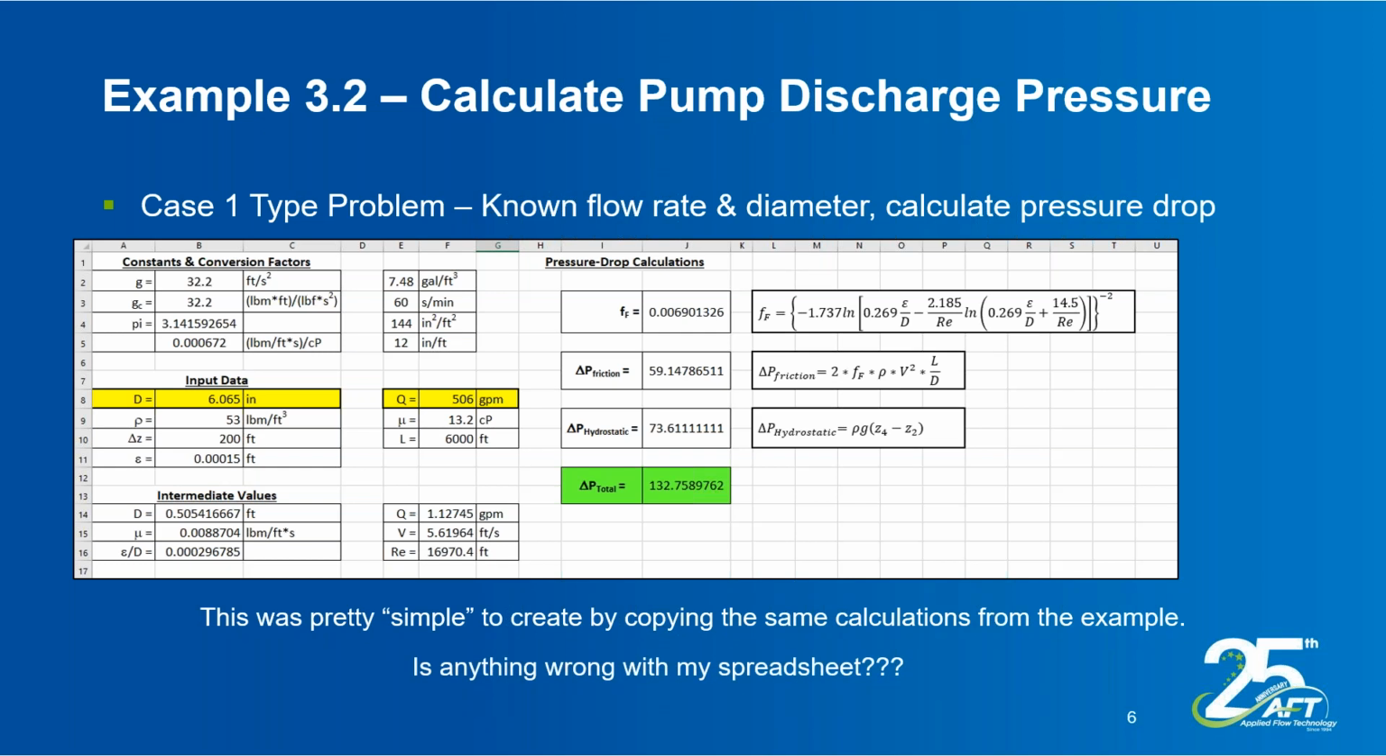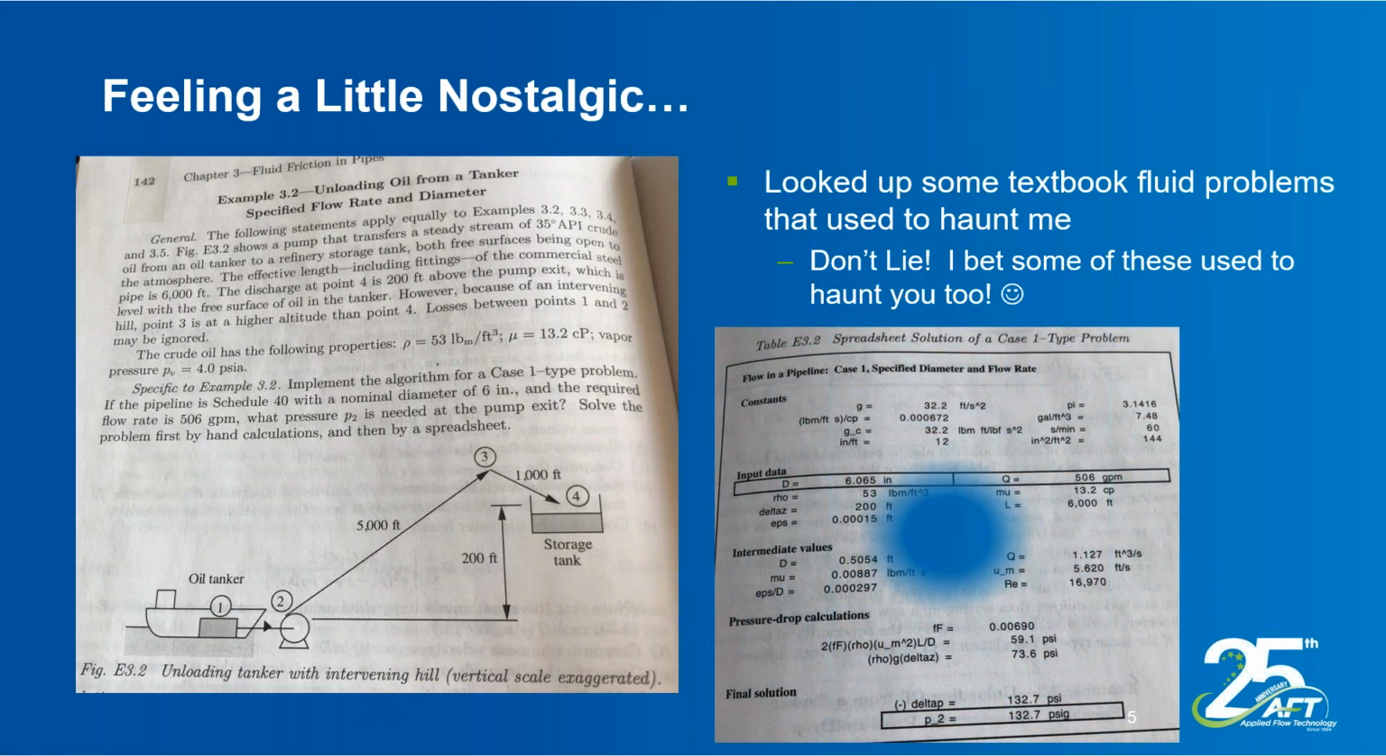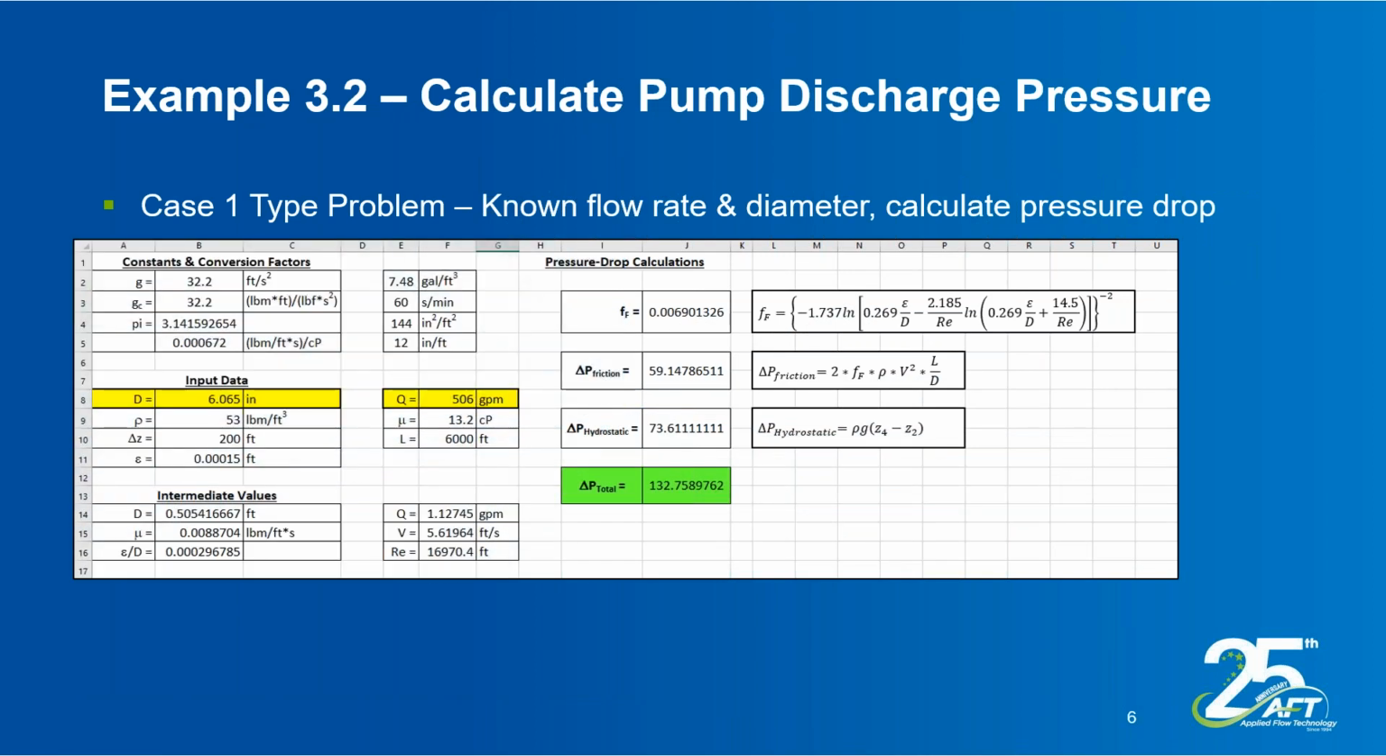Is there anything that you're able to see that is wrong with my spreadsheet? Well, no, nothing is wrong with my spreadsheet. If you were to go back to the previous slide here, as you can see, the answer for the pump discharge pressure is 132.7 psig. Well, that is exactly what I calculated in my spreadsheet. As you can see, 132.7 psig. There are some things worth noting here, though, with the spreadsheet.